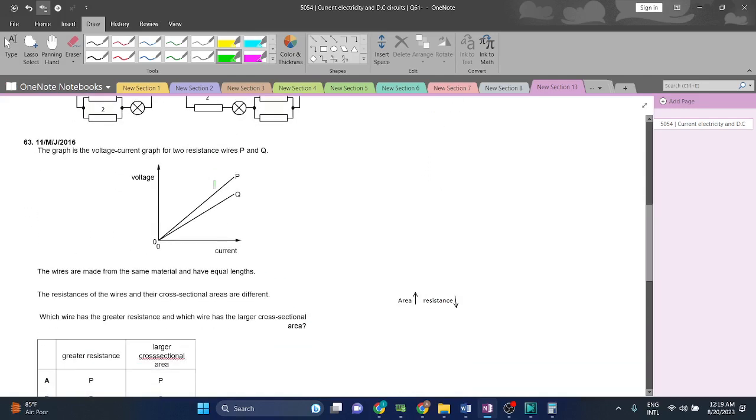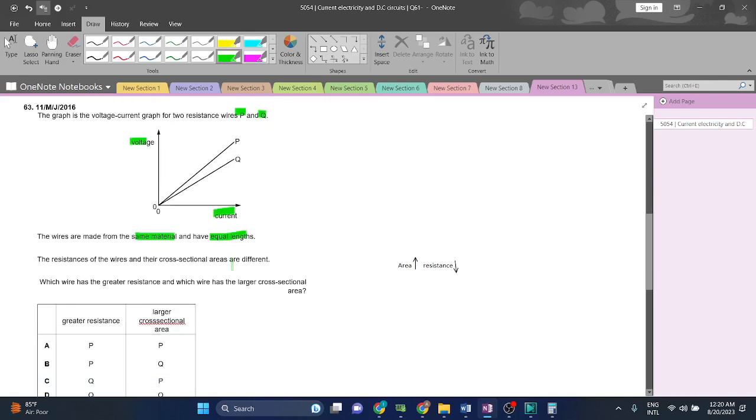Question 63. The graph is the voltage current graph for two resistances, wire P and wire Q. What does a voltage current graph give us? The gradient of the voltage current graph gives us the resistance. So the steeper the gradient, the more resistance there will be. The wires are made of the same material. Same materials means they have the same resistivity. The rho in rho L over A will be the same, and they have the same lengths as well.